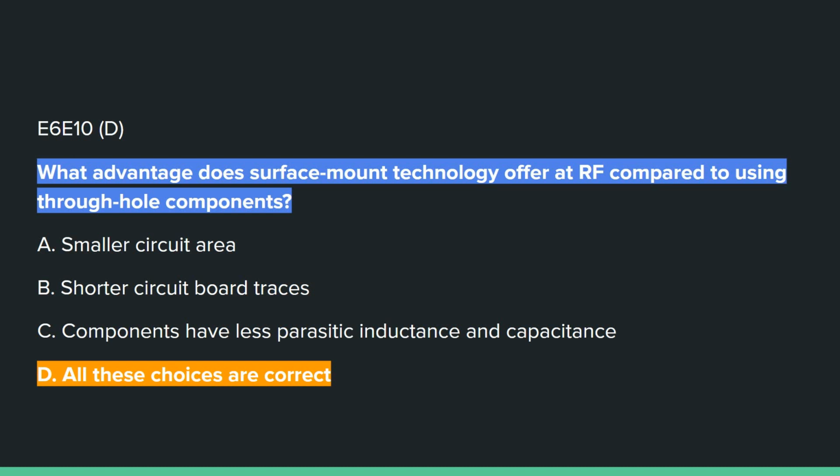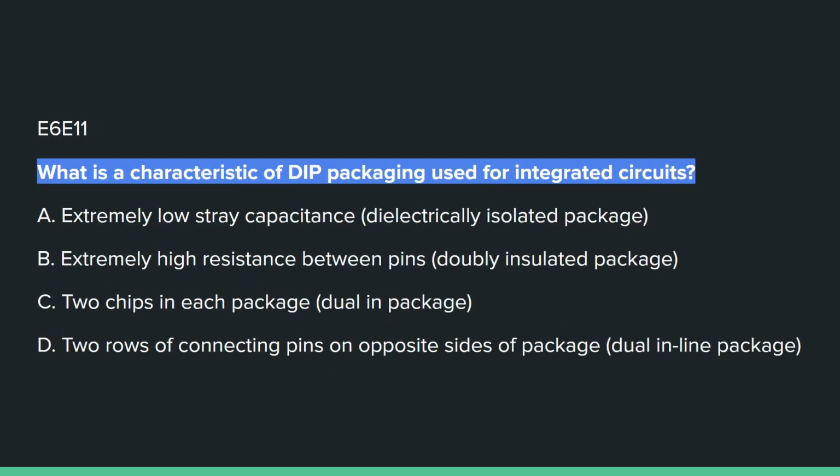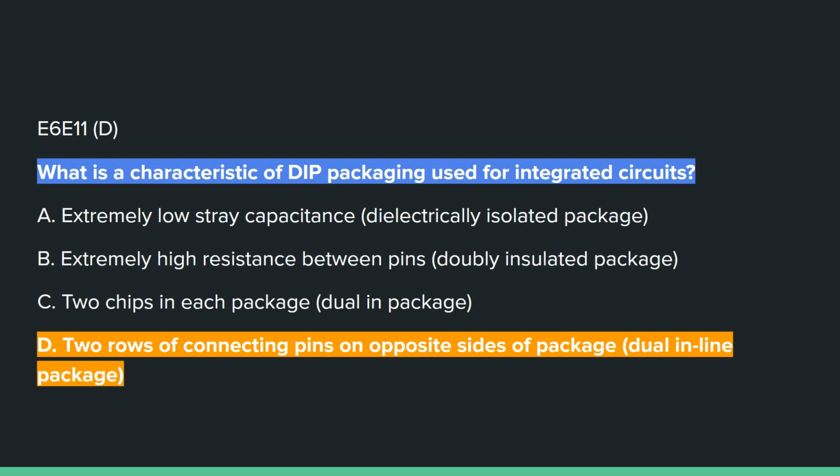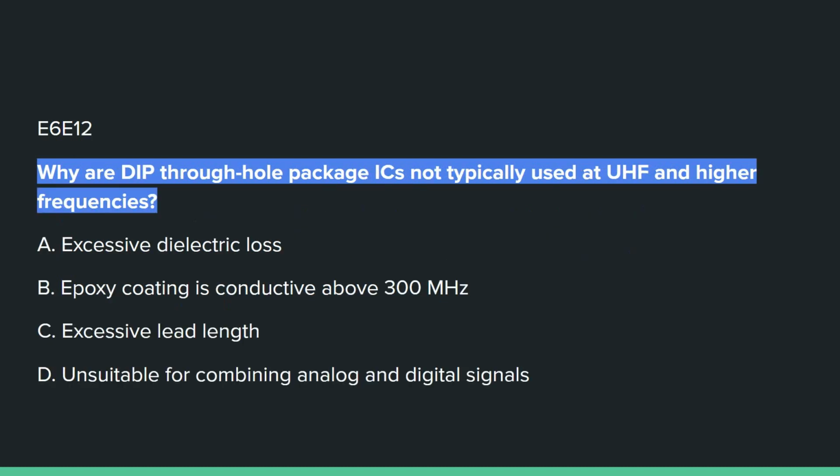So the correct answers are a smaller circuit area, shorter circuit board traces, and components have less parasitic inductance and capacitance. E6E11, what is a characteristic of DIP packaging used for integrated circuits? D. 2 rows of connecting pins on opposite sides of the package, dual inline package. E6E12, why are DIP through-hole package ICs not typically used at UHF and higher frequencies? And that's C, due to excessive lead length.